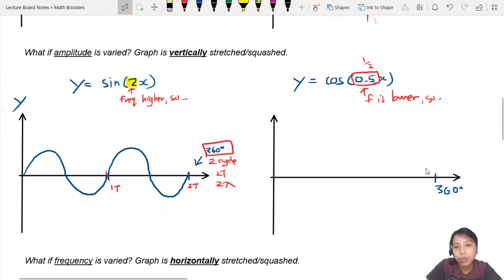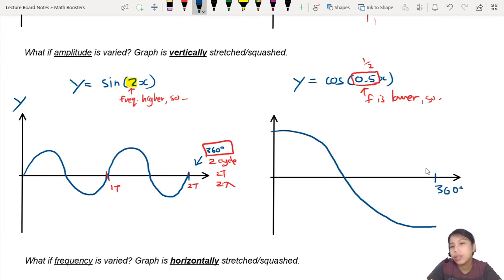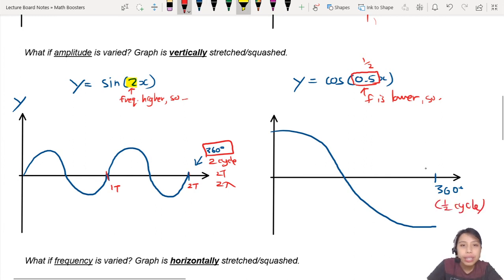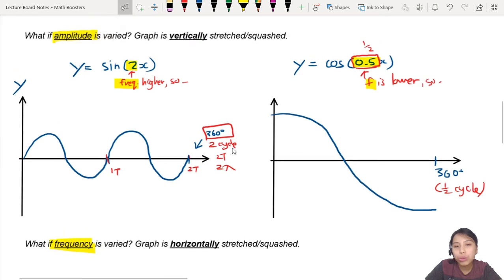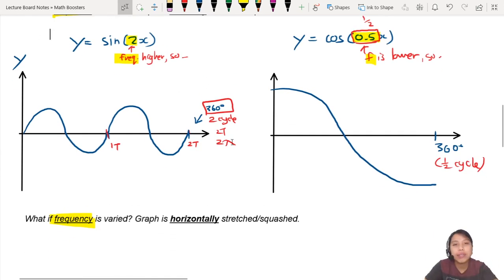Okay. So that's how your graph will look. You draw like this. Stop. Half of the underwear only, because it's half a cycle. So the number inside here will determine your frequency. Frequency is varied if you change the number there. Compared to before, if the number is outside of the sine, then your amplitude is varied. Let's look at the animation for how to stretch and squash this graph with higher frequency and lower frequency.